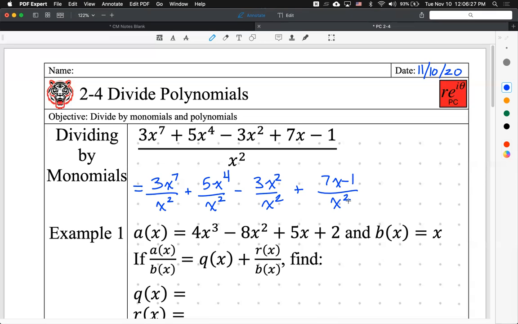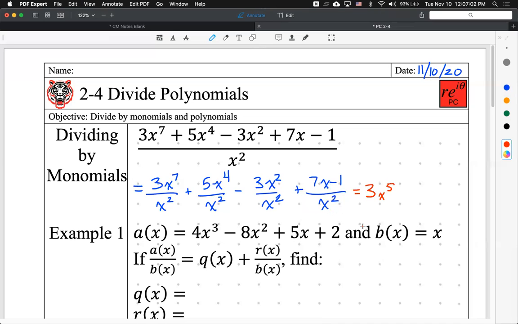3x to the power of 7 divided by x squared is 3x to the power of what? You subtract 7 minus 2, you get 5. So this is 3x to the power of 5. I kind of ran out of room here. Maybe I can move this over a little bit. When this is reduced, it reduces to just 3x to the power of 5.